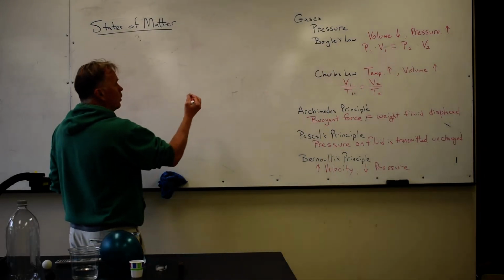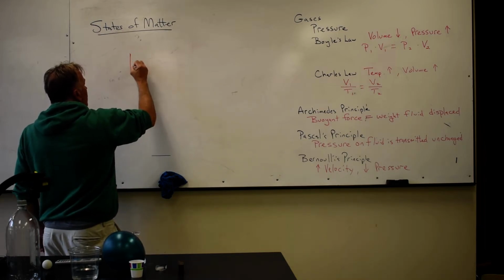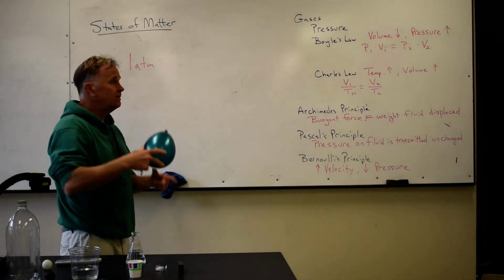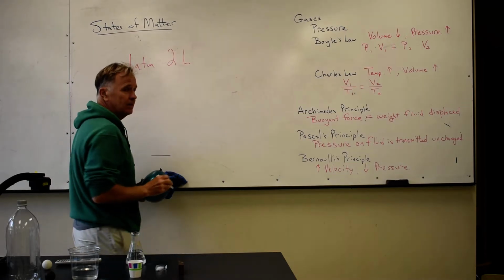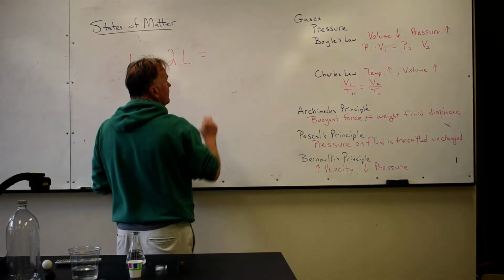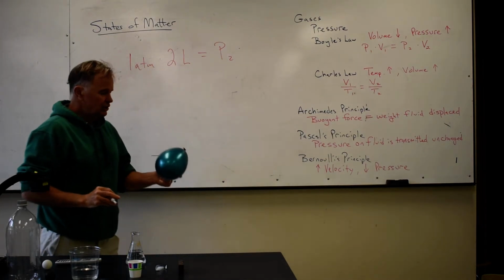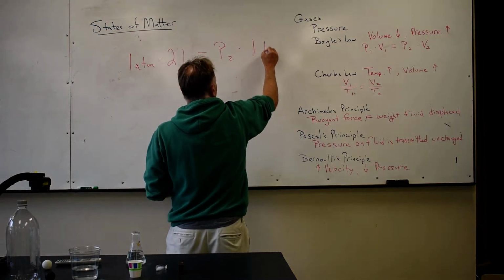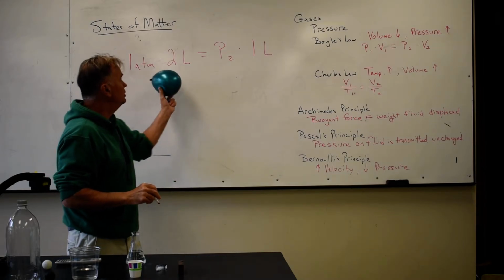So if we have a 1 atmosphere pressure, P1 would be 1 atmosphere. If it's at a volume of, let's say, 2 liters, and we want to figure out P2, if I squeeze that down to, let's say, 1 liter, what's the new pressure going to be? Well, you just have to do a little math.